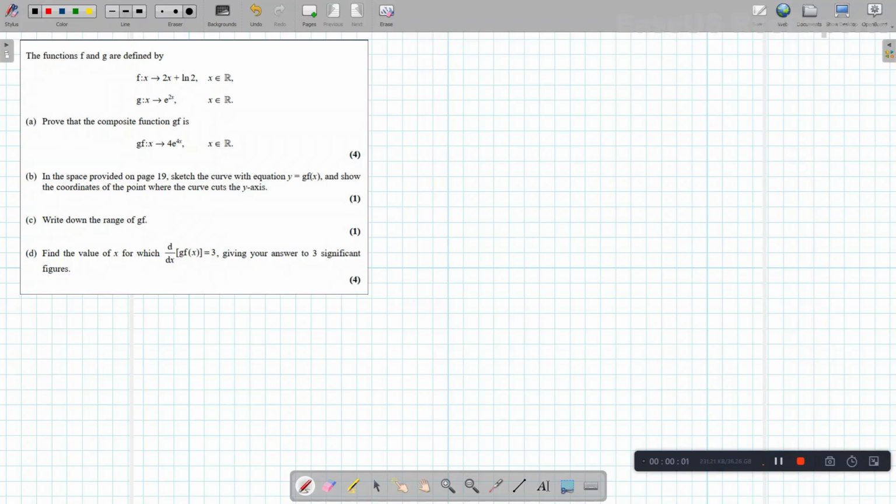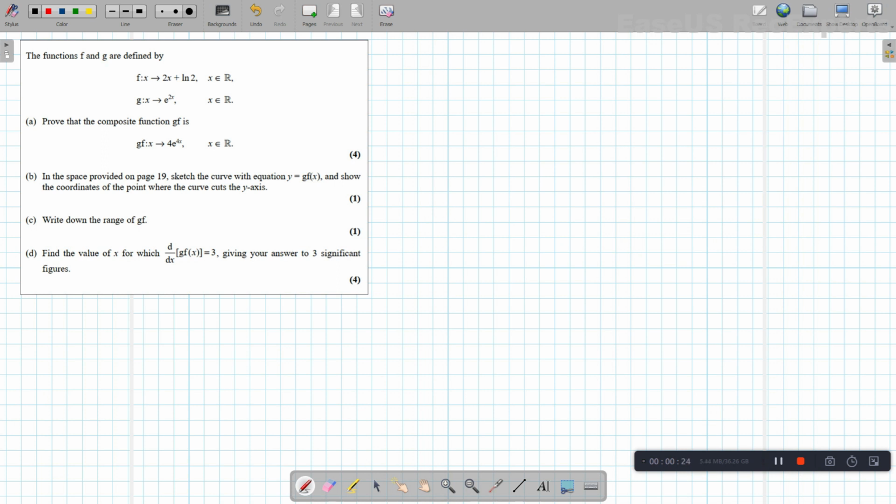Okay, day 7, question 2. The functions f and g are defined by f(x) equals 2x plus ln 2, where x is an element of all real values. Likewise, g(x), where x is all real values, is given as e to the power of 2x. Prove that the composite function gf equals 4 e to the power of 4x.